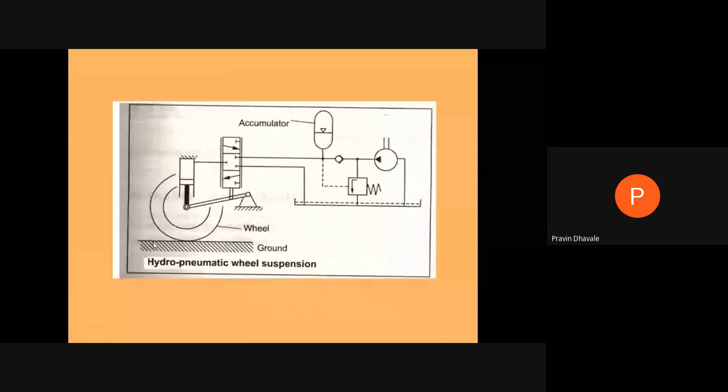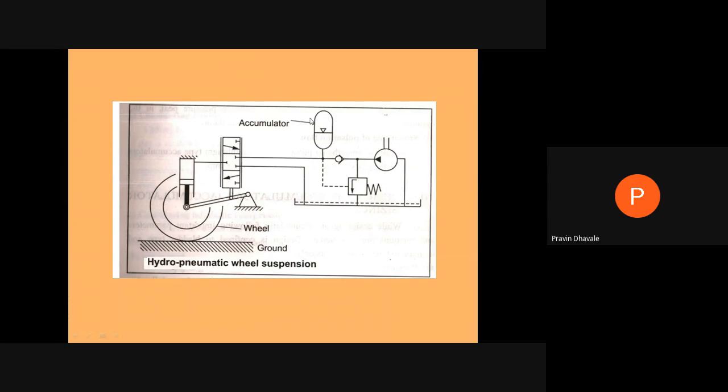Now, the second use of an accumulator is in a wheel suspension system of a automobile, that is a hydro-pneumatic wheel suspension. This will be the accumulator. This will be the pump, pressure reducing valve, the reservoir. This is a check valve, a one-way valve. It will allow the flow in only one direction. And this is the direction control, right? Infinite direction control. This is the fixed position.